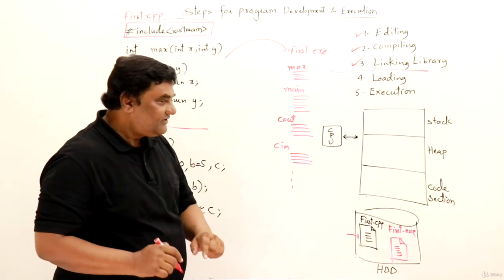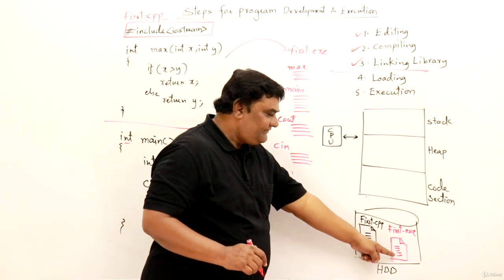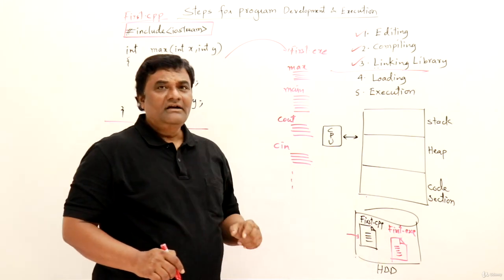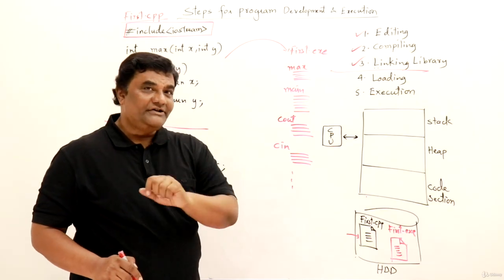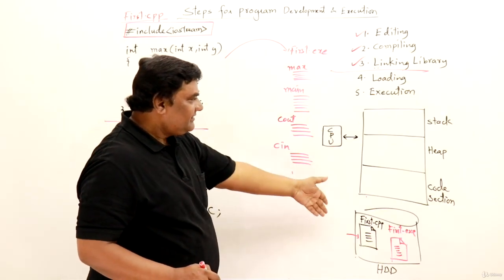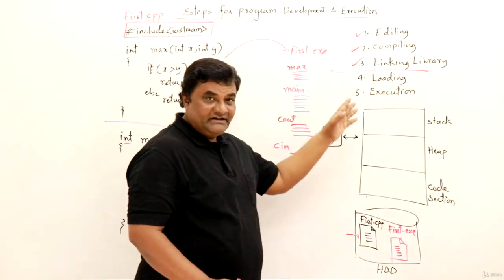So for running the program, first of all, this exe file, the content, that is machine code, should be brought into the main memory. I have been telling you this in the previous videos also. So it should be brought into the main memory. So this is the main memory. This main memory we will study a little bit.